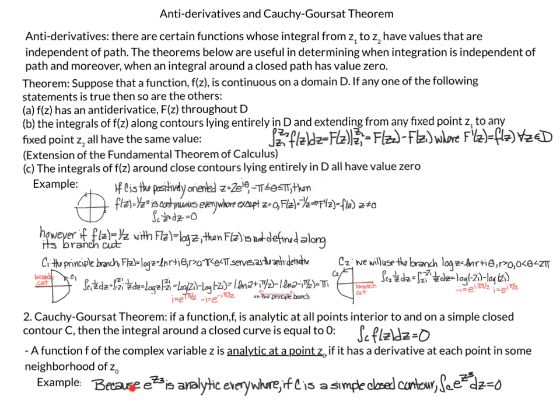And we had this example that e to the z cubed is analytic everywhere. So if C is a closed contour, we can apply the theorem, and the integral around the closed contour would be equal to 0. I didn't have any extra problems to give you because these two sections did not have any problems. So maybe later I will take a look and see if I can find some.